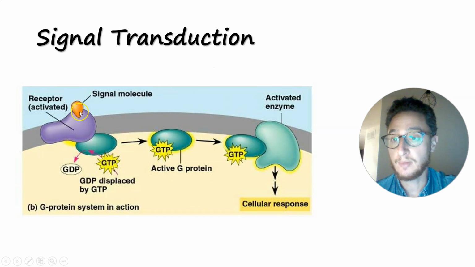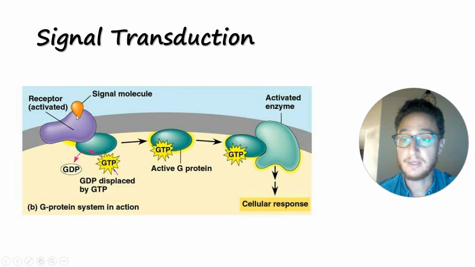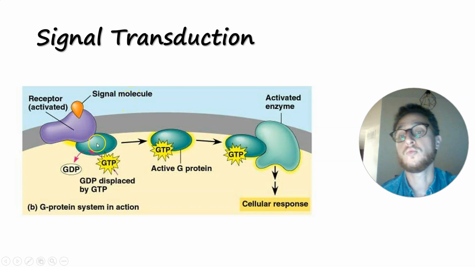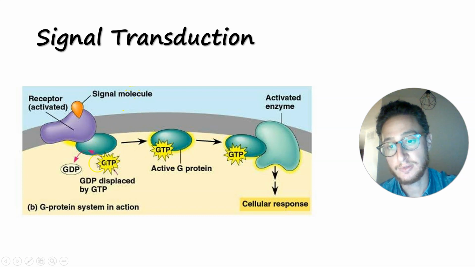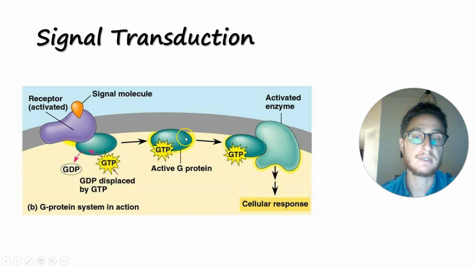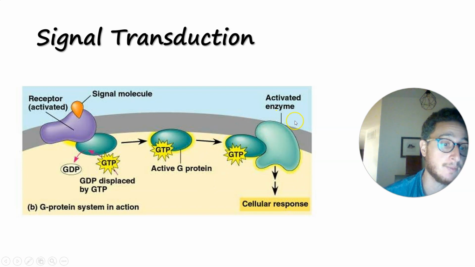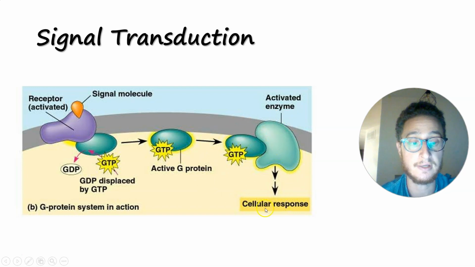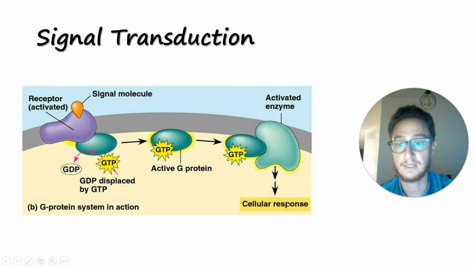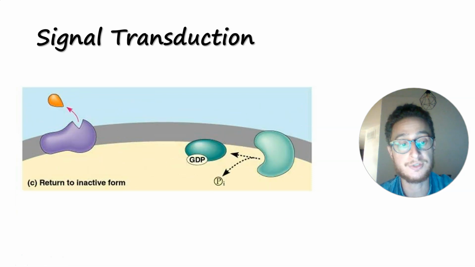When that signal molecule is embedded in the receptor, so let's say that that's a hormone, now the G protein will interact with it, will go through this chemical change and become in its active form. And so now we call it a second messenger. And there may be several second messengers. Maybe it bumps into this enzyme, which is going to cause some kind of cellular response. And we can also remove those signal molecules to turn it back off.